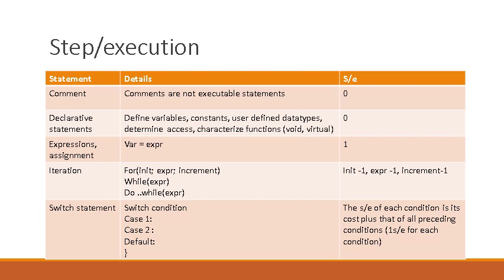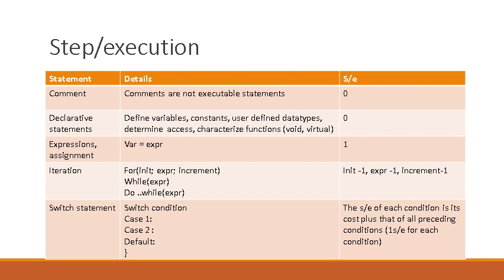First, comments. In a program we write comments to give information about a particular statement. But comments are not executed at runtime. That's why the step per execution for a comment statement is 0. Then there are declaration statements. We define different variables, constants, and user-defined data types, and we declare prototypes of functions. These are not executed at the time of execution. That's why the step per execution for such statements is also 0.